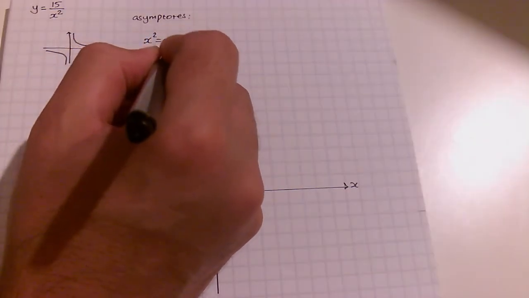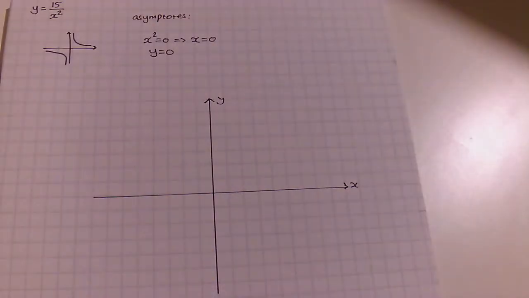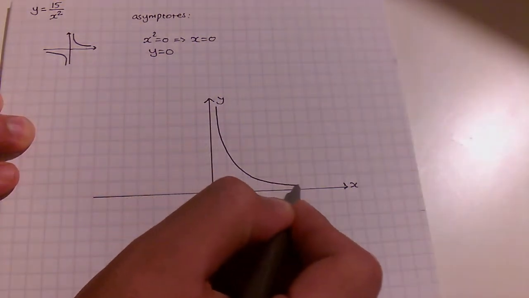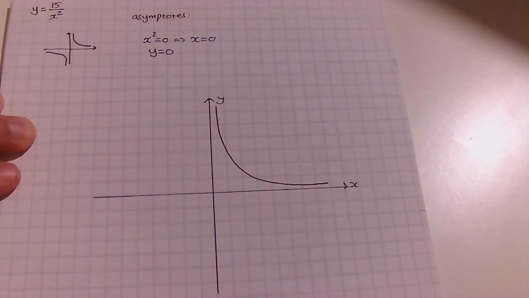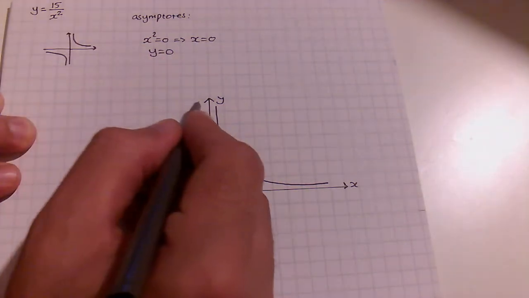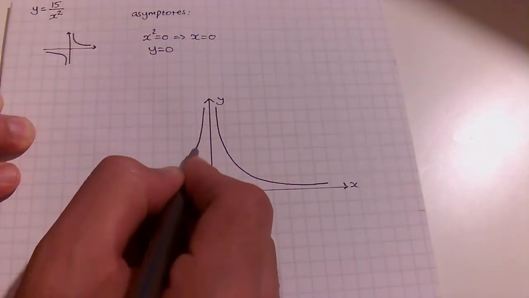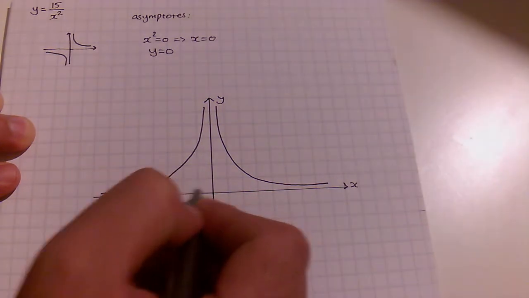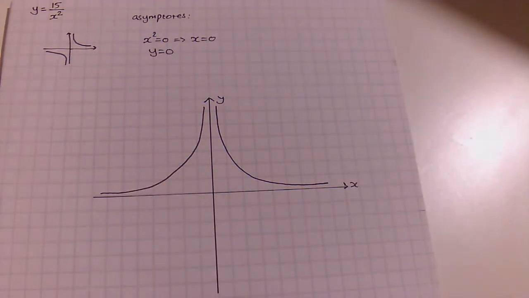meaning when y is tending toward infinity, x is tending toward 0. And in a very similar way, if you rearrange it for x squared or x, you will get y equals 0 as another asymptote. So when x is tending toward 0, y is tending toward infinity, and when y is tending toward 0, x is tending toward infinity, like this.